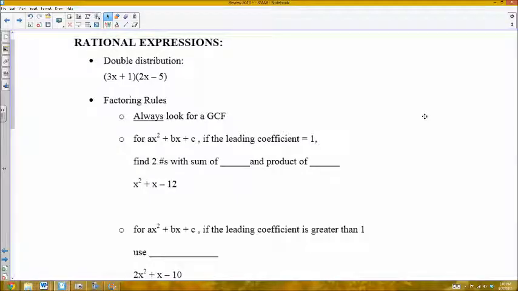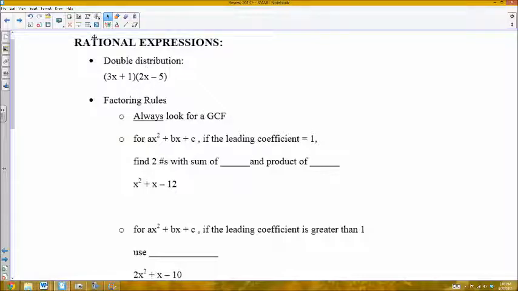Rational expressions. Now, rational expressions is kind of an overarching term, meaning pretty much simplifying any type of expression that involves variables. So let's take a look at some of the things that fall into this category. Basically, expanding our distribution of binomials is one of these.